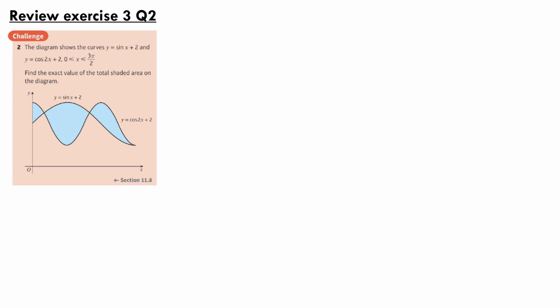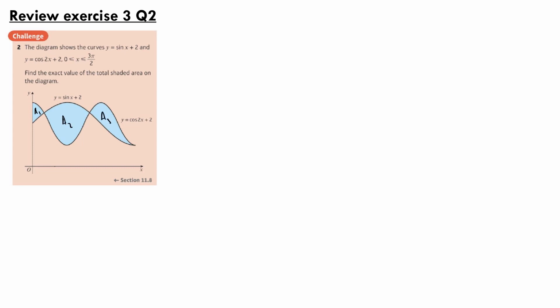Okay, and for our last question, question 2, the diagram shows the curves y equals sine of x plus 2 and y equals cos of 2x plus 2 for 0 less than or equal to x less than or equal to 3 pi over 2. And we're asked to find the exact value of the total shaded area on the diagram. So I think the easiest way to do this is to split up the blue area into these 3 areas we see here. So area 1 here, area 2 here, and area 3 here.